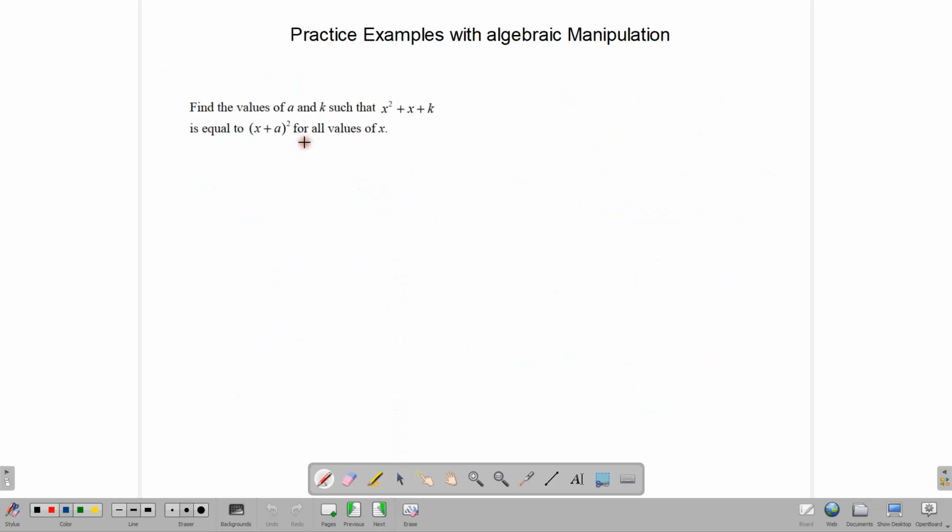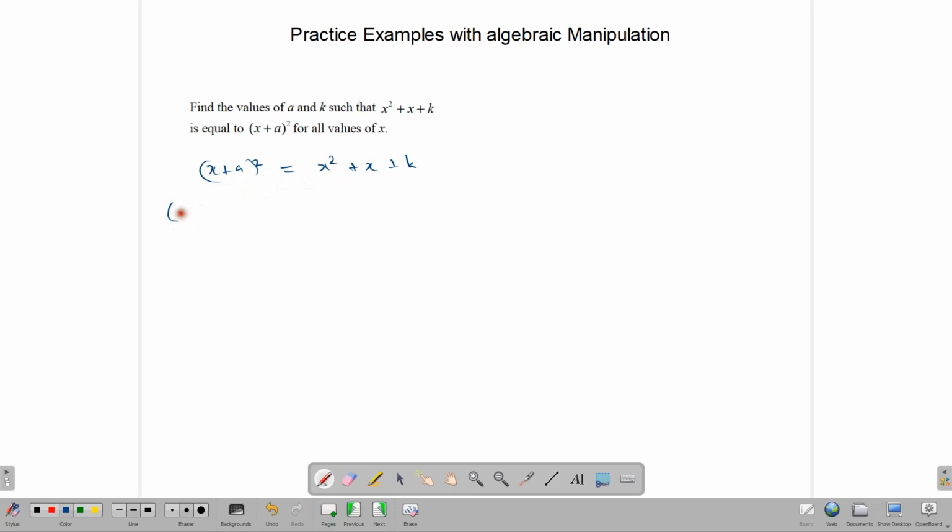Sometimes a quadratic equation will come in some form looking like this, and in this case we do not require a formula to solve it. What we require is some algebraic manipulation. So find the values of a and k such that (x plus a) squared is equal to x squared plus x plus k. Then since we know that (x plus a) squared is equal to x squared plus x plus k, what we need to do is to expand this and see what it's equal to.